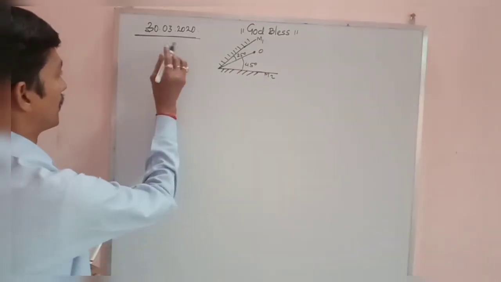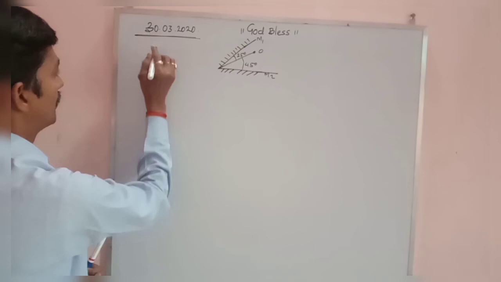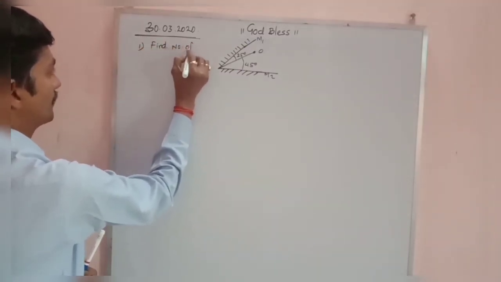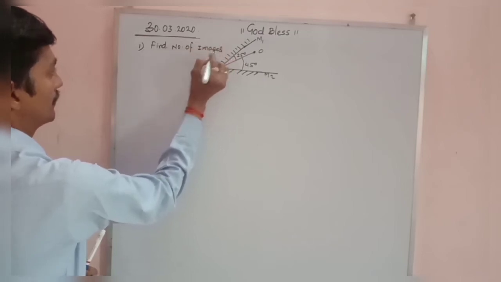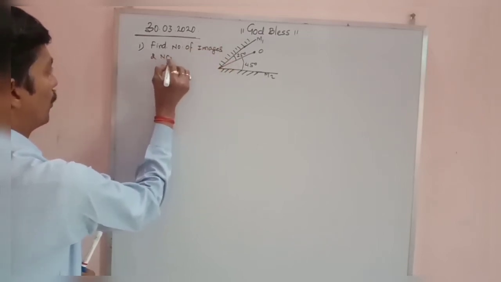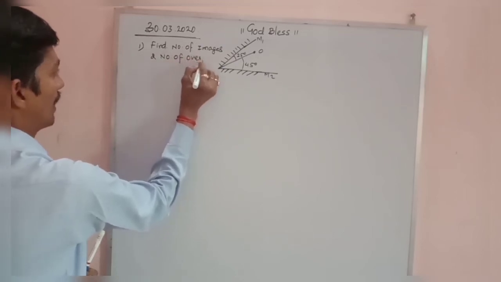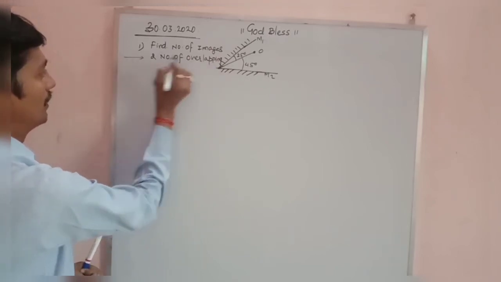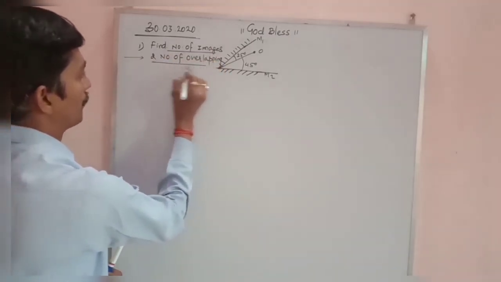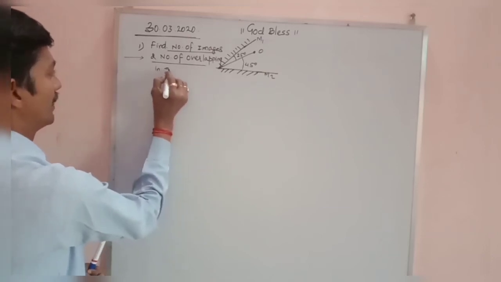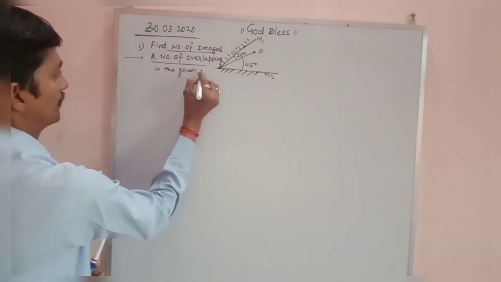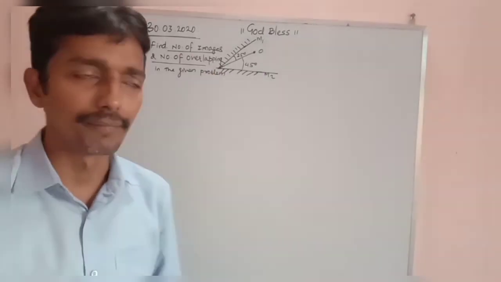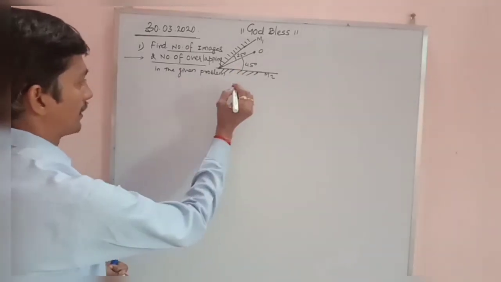Let's start. How many images? So here the question is: find the number of images and the number of overlapping. I will give you the knowledge for overlapping also. The two questions are: find the number of images and find the number of overlapping in the given problem. This is the question given. So now what to do? Let's start the crisscross method.